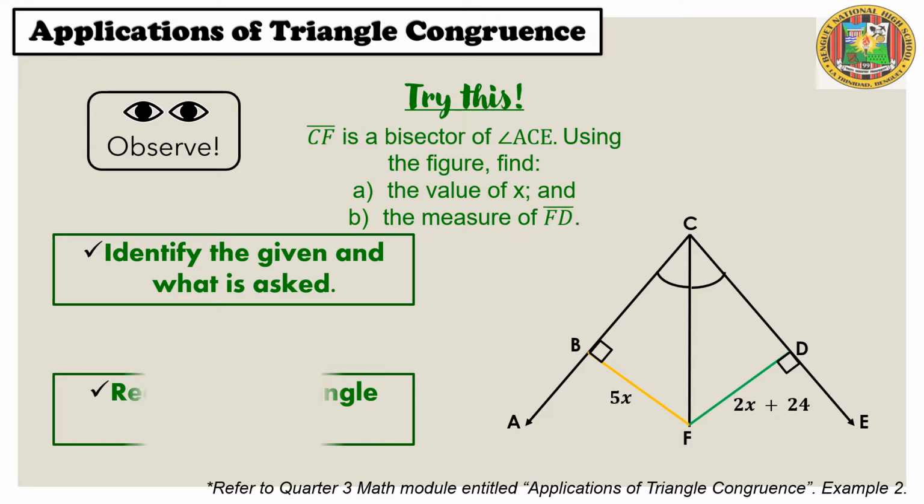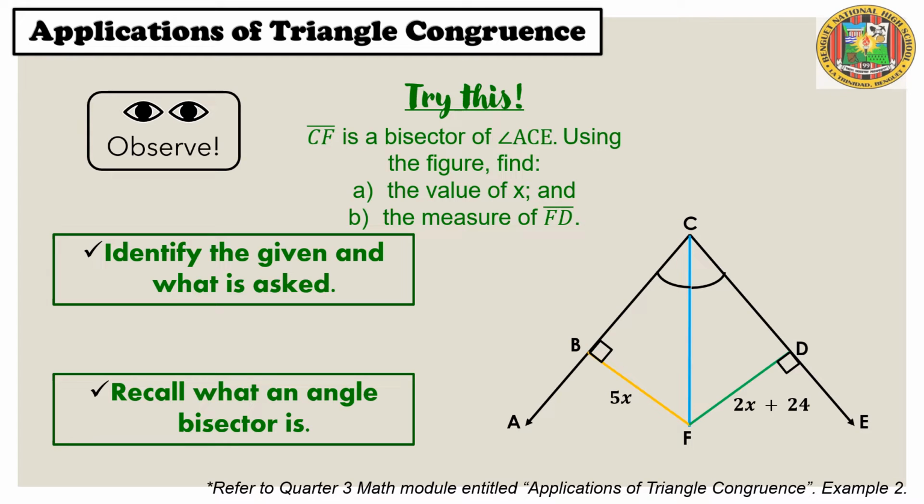Next, we recall what an angle bisector is. An angle bisector is a segment that divides an angle into two equal parts. From the figure, we see line segment CF dividing angle ACE into the congruent angles BCF and DCF.